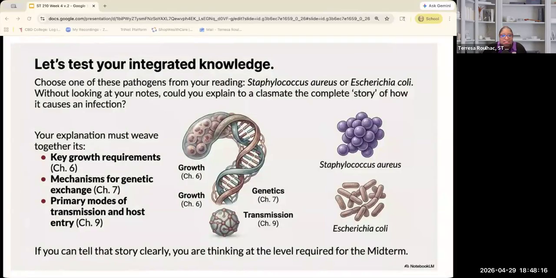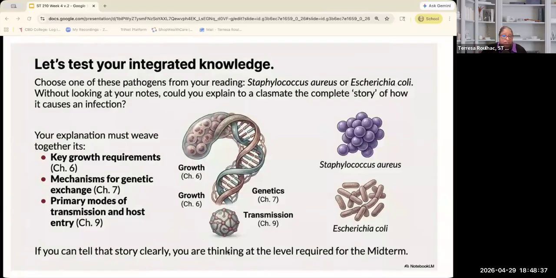Okay, so let's do a quick self check. I want you to work on your own as you're gearing up for this week. Choose an organism from your reading. This is just for you; I'm not checking it. I just want to give you an additional resource to help you gear up.